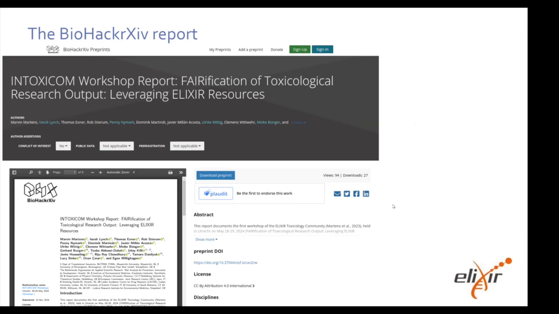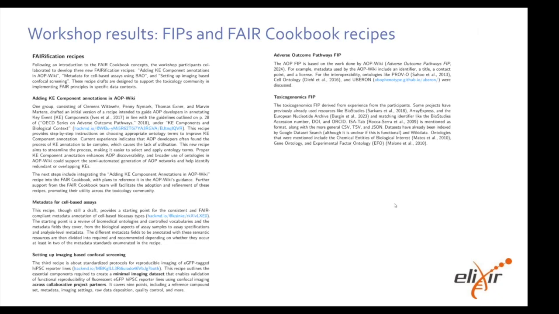So on the next slide, you can see the results as written up. I hope everyone can read this, otherwise you will have to follow the link to the report. But what you can see here is the two aspects. So verification, there was one aspect, and fair implementation profiles, which I did not mention, but that was part of how to do these things. So how do we make things fair? Can we write up these recipes, this document, so that everyone can adopt it?